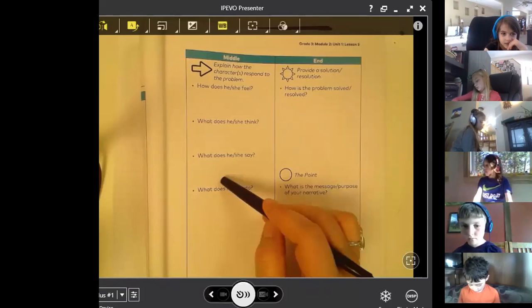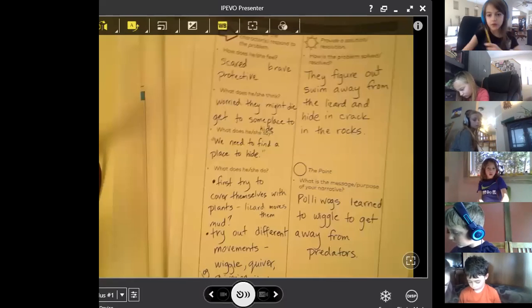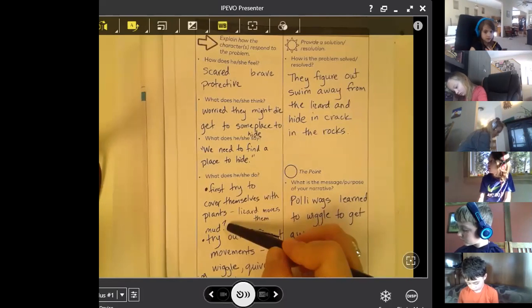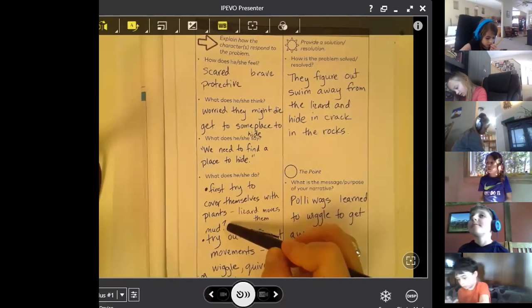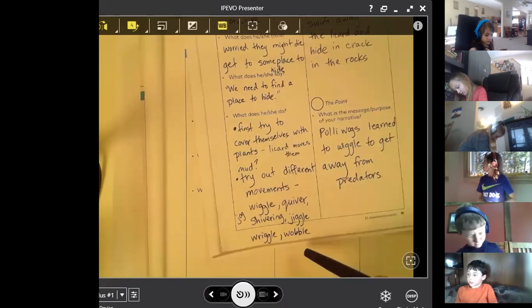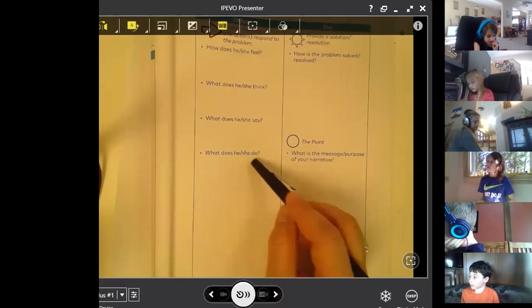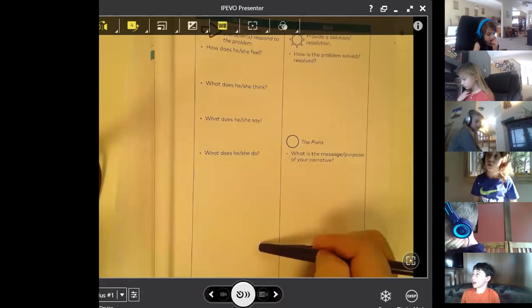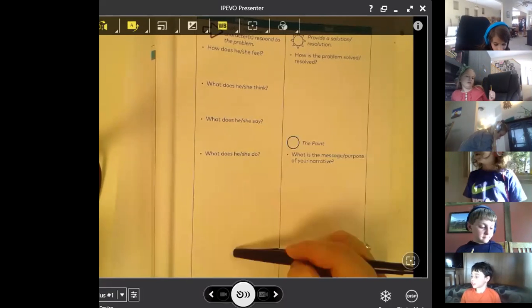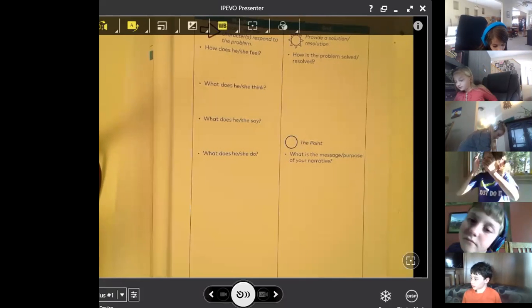What does he or she do? So in our section, it said they first tried to cover themselves with plants, and then they did that with the mud. And then they tried out different movements, and then we didn't put all these movements in our story. We just wrote down some things. So think about what the character is going to do to try to get themselves out of this bad situation. So we're not quite to the solution yet. We haven't solved the problem yet, but we're doing things to get there. So think about what your character will do to get through that situation.